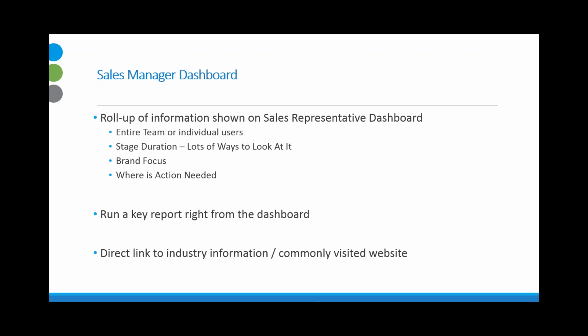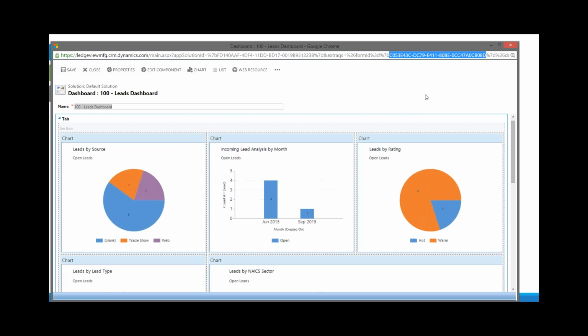So we'll show you how to embed a report into the dashboard. And then also through the use of an iframe, we'll show you that we've put an external website right onto the dashboard. So a commonly viewed website typically has something to do with some industry information or an outside service or subscription that the company has that the manager needs to visit frequently. So with that, we'll go ahead and take a look at the Sales Manager dashboard.